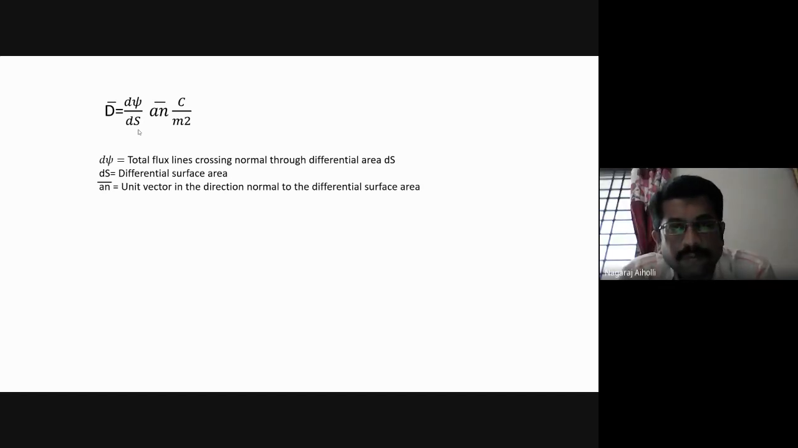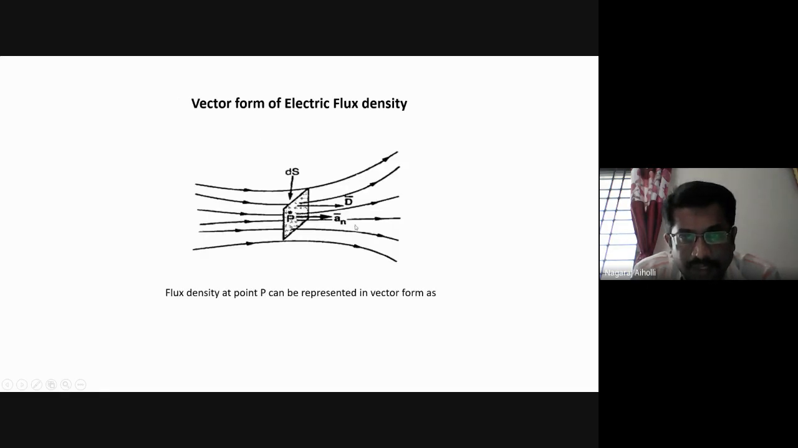Exactly. Very good. It is the formula for the flux density. At the beginning itself, when I was explaining the first slide, I told that the electric flux density is the flux per unit area, or D bar is given by flux divided by area. Hence here we are considering D bar is equal to d psi by ds. The d psi is the flux and ds is the surface area. Then an bar is the unit vector which gives the direction of this electric flux density D bar.